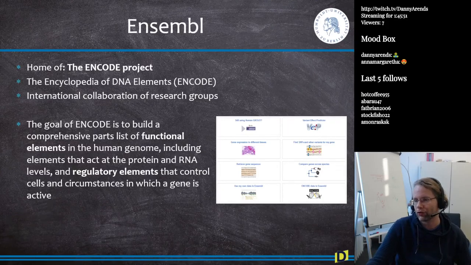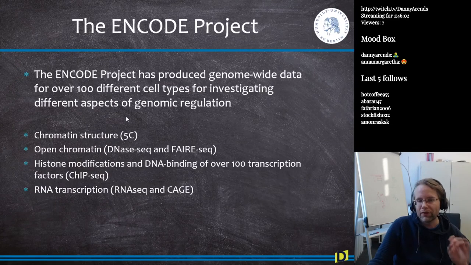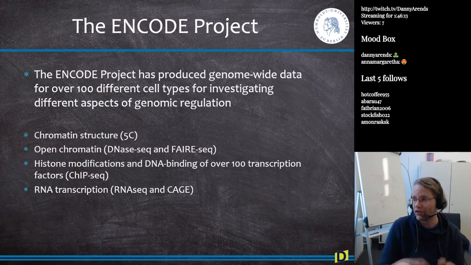They provide tools so that you can just run it in a virtual machine, or you can run it on a cluster. So the nice thing about the ENCODE project is that they provide a lot of data for free. Right, so it has produced genome-wide data for over 100 different cell types, and they try to annotate this sequence. The sequence itself doesn't really teach you anything. It is just data, it's not knowledge. And the ENCODE project is there to provide the knowledge.